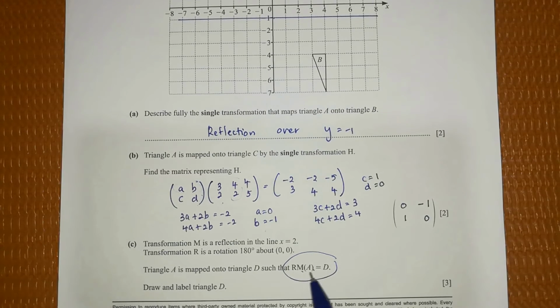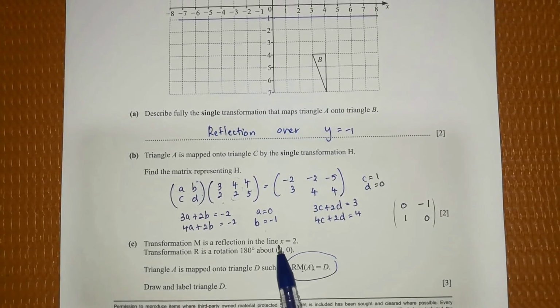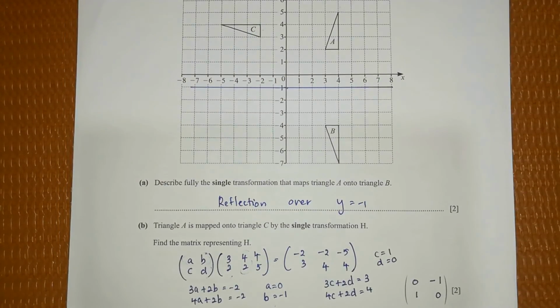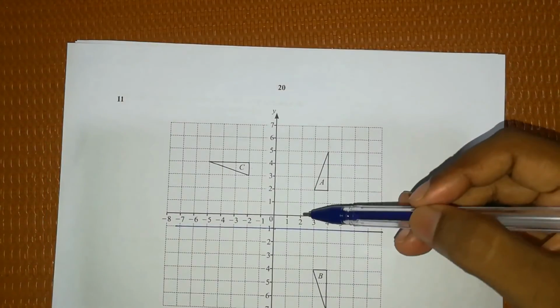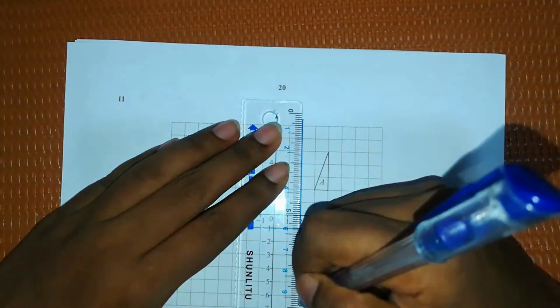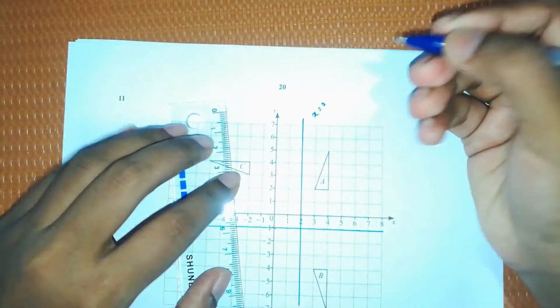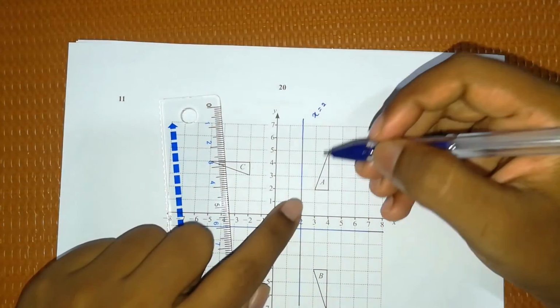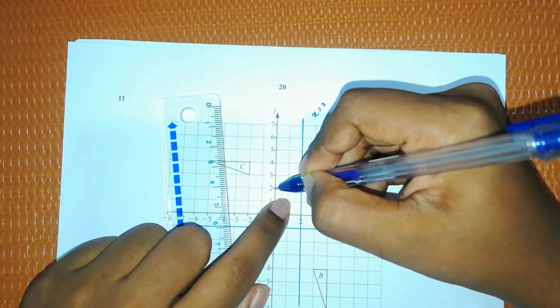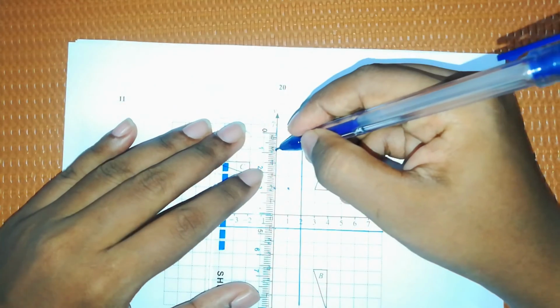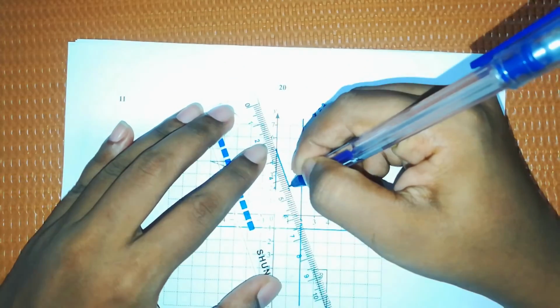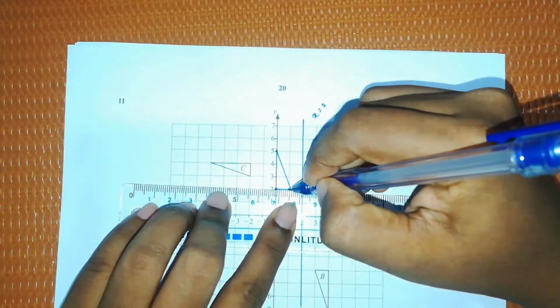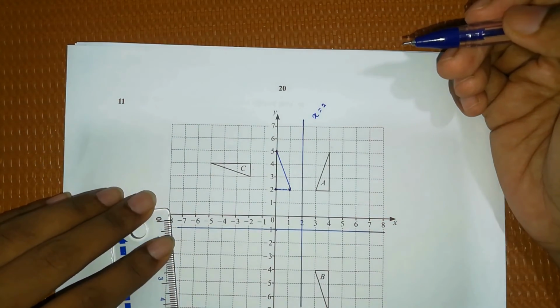Now, which means we have to first do the transformation M. They say transformation M is a reflection in the line x equals 2. So, we'll draw it here. A is here, x equals 2 is this one. This is the mirror line. So, once you reflect the triangle A, that will be like this. Here, here and here. You know, the object and the image have the same distance from the mirror line. Right? So, this is the intermediate image you get.